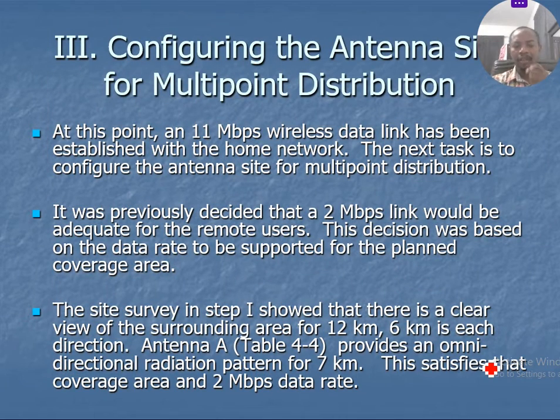Now let's take a look at step 3. Step 3 is called configuring the antenna site for multi-point distribution. Let's look at how we survey and configure the antenna site for multi-point distribution. At this point, an 11 megabit per second wireless data link has been established with the home network from the antenna that we've sited on the mountaintop or hilltop. So the link is 11 megabit. We've established an 11 megabit uplink.